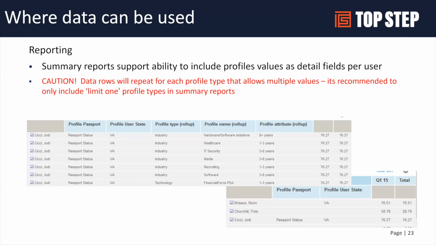Also, summary reports do show some of this information as well. It's a little messy because you get a lot of repeating rows for multiple values. So generally, we say if you're going to use a summary report, you want to limit it by the profile types in a user report. That way it's a little cleaner, but it is available for summary reports as well.